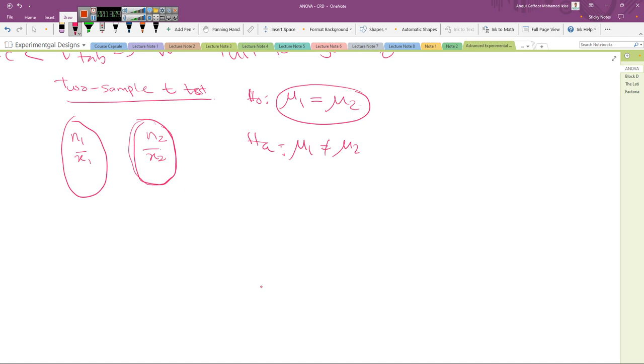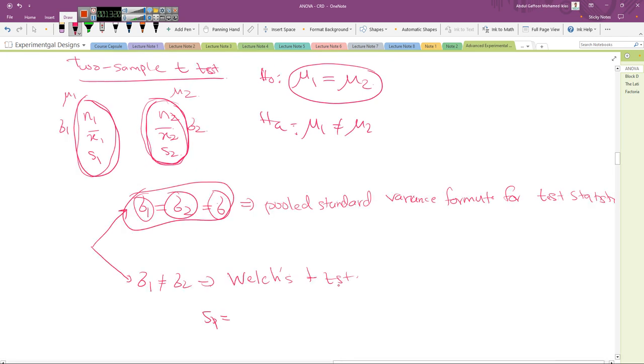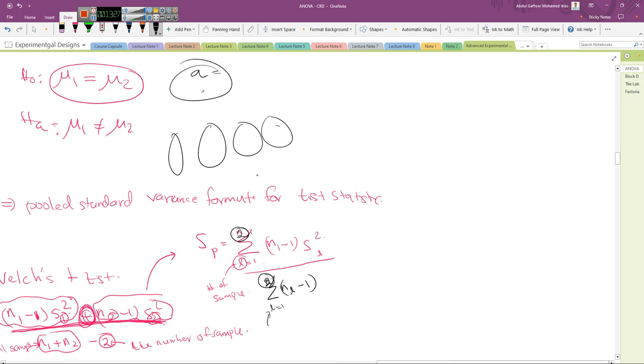Now there might be two scenarios, right? So you see here, this is S1 and this is S2, right? Okay, so now let's say this is again SP. Now this is the pooled standard deviation for a number of treatments, right?